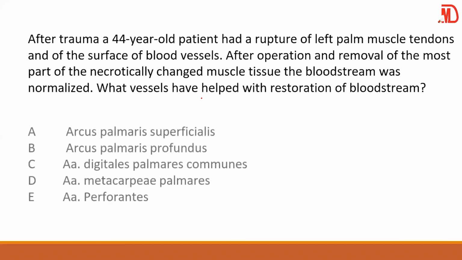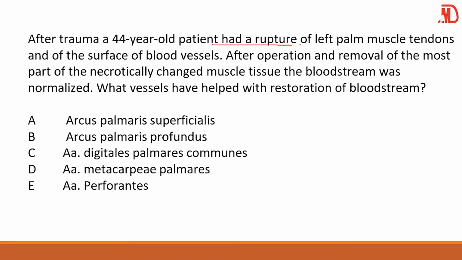After a trauma, a 44-year-old patient had a rupture of the left palm muscle tendons and of the surface of the blood vessel. After operation and removal of most of the necrotically changed muscle tissue, the bloodstream was normalized. What vessels have helped with restoration of the bloodstream?